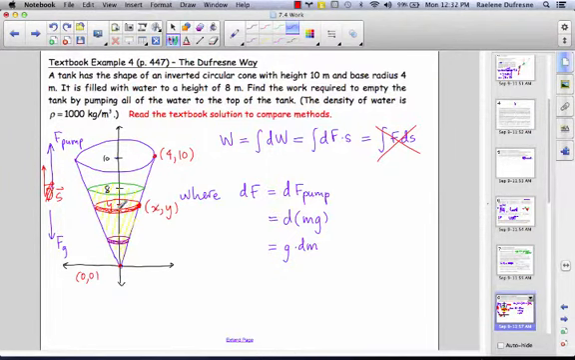And so we need to convert from mass to volume using density. So we know that density is equal to mass over volume, and therefore mass is equal to density times volume. So we have g times a differential of rho times v. Now for different slices, the density of water does not change, but the volume does. So density is constant, and that can come out in front.